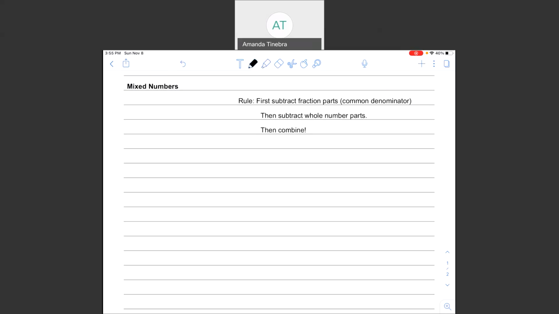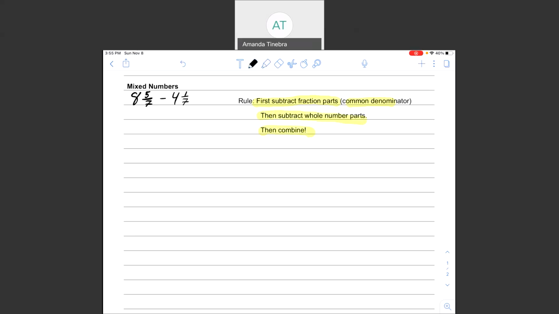So similar to our last video, we're going to start with an example problem. Our example problem is going to be 8 and 5/7 minus 4 and 1/7. And again, we have a rule that I've put on your notes sheet here. Our rule is that we first subtract the fraction parts. That requires a common denominator. Then we can subtract the whole number parts. And then at the end we combine. So you'll notice this rule looks a lot like our last rule.